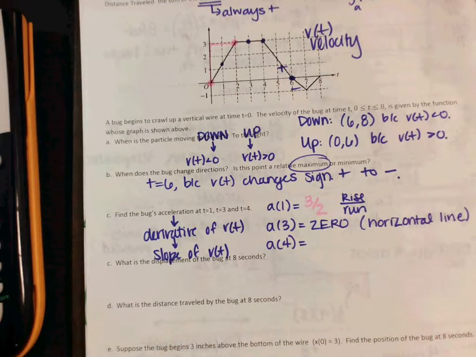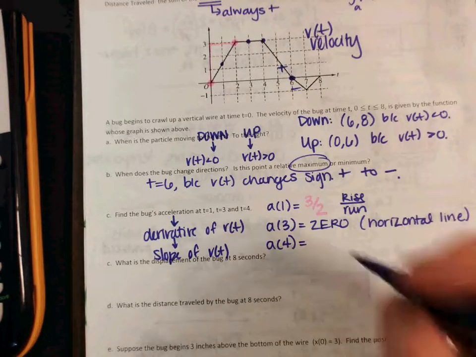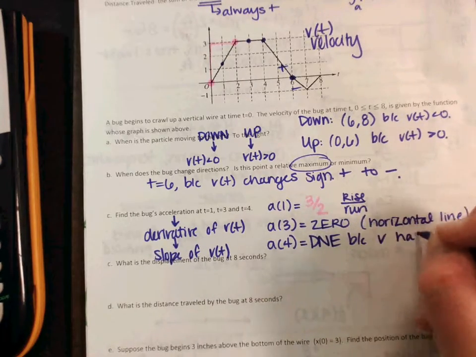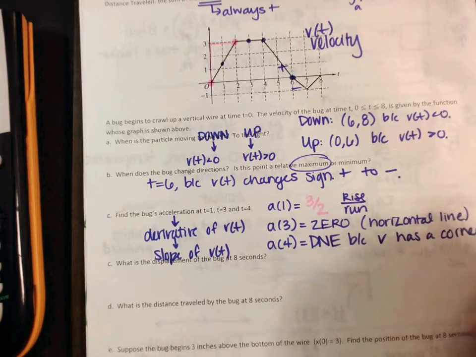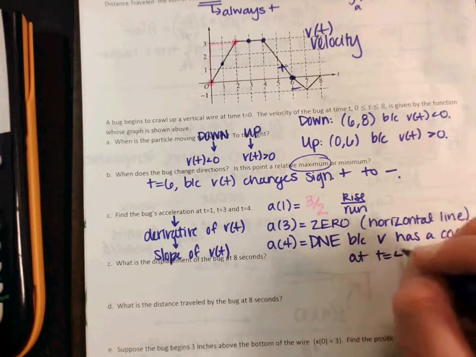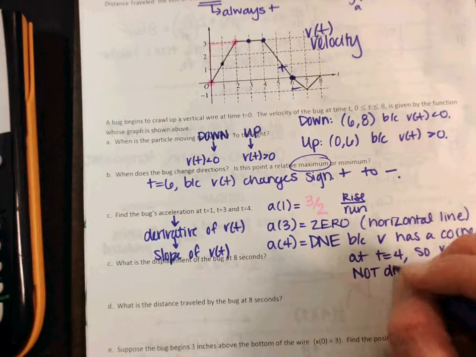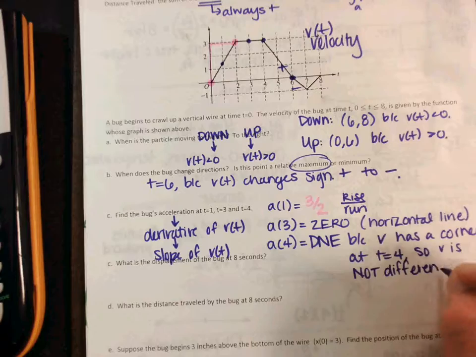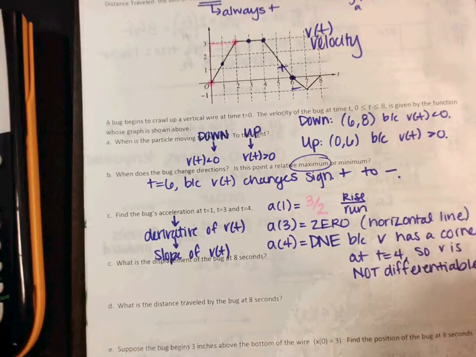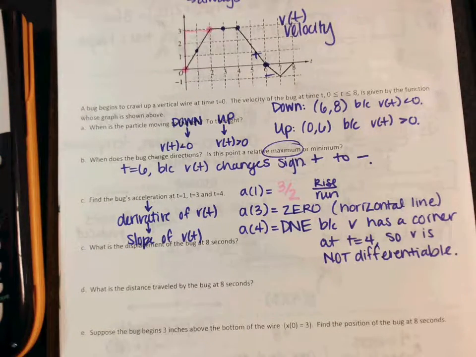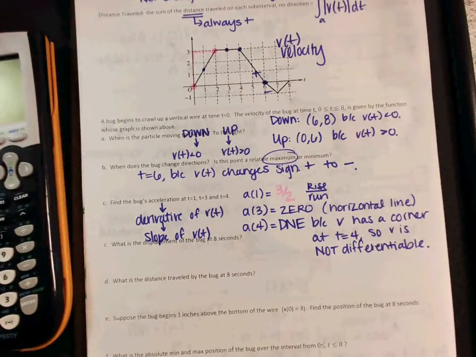Okay, you'd say does not exist or undefined, because what happens in the graph, there's a corner. So DNE, because v has a corner at t equals 4, so v is not differentiable. Remember, the other word besides corner would be a cusp, but one of the sides would have to be curved for it to count as a cusp. Okay, now we're in the new stuff.